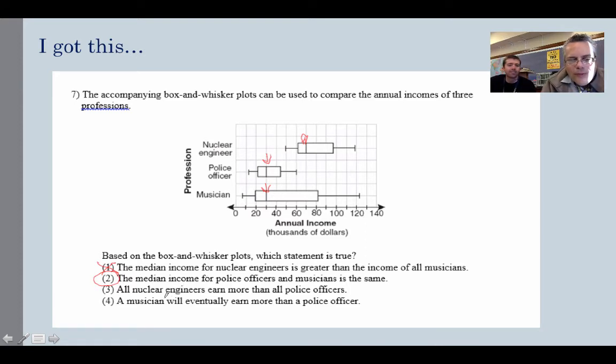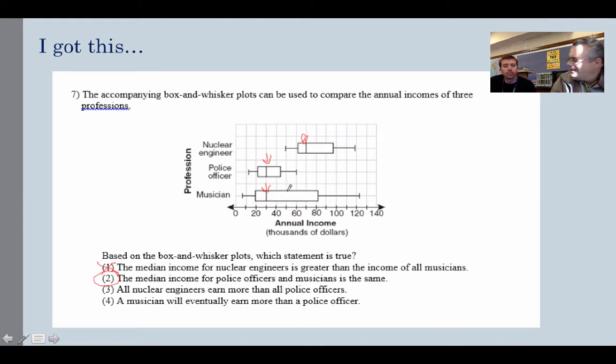You know. So all nuclear engineers can earn more than all police officers. No, that's not true. Yeah, because we got this section right down here. There are a few police officers who earn more than the lower nuclear engineers. All right, a musician will eventually earn more than a police officer.